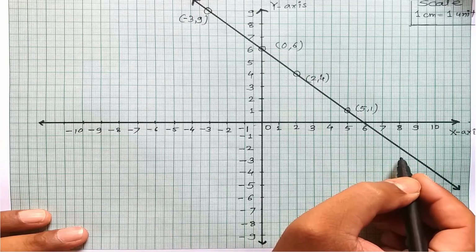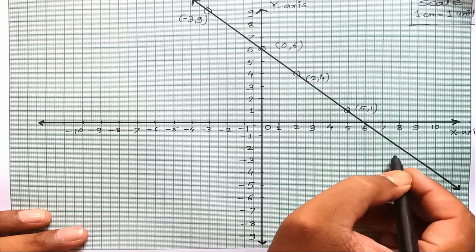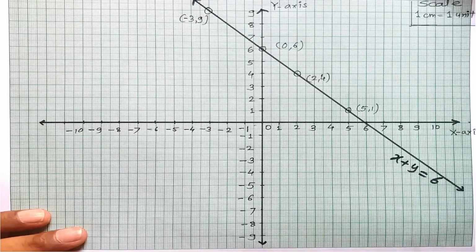Write down the equation of that line. X plus y is equal to 6. This is the equation of the line. So right here, x plus y is equal to 6.